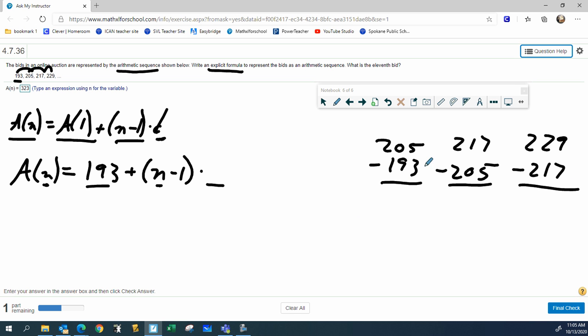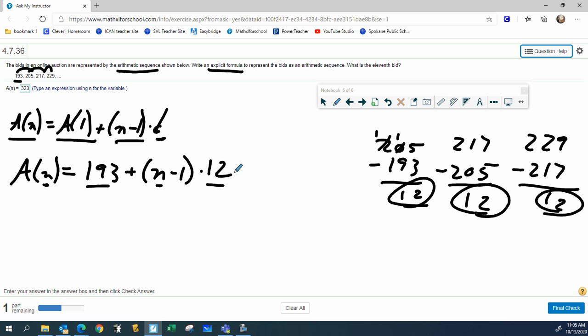each time. So as we subtract, let's do this one first, we're going to get 12. As we subtract here, that'll be 12, there we go. We get 12, and we notice that the difference is common, and it's 12. So that is our arithmetic sequence.